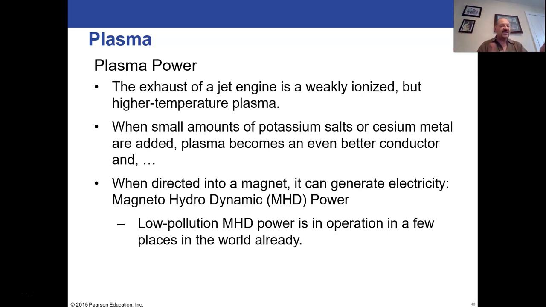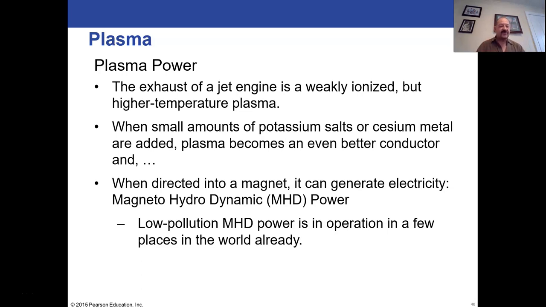And if you direct this into a magnet, magnets can affect the motion of charged particles. And magnets can create electricity by moving the charges, and moving charges can create magnetism by being moved. And we'll talk about that in other units. But these are self-reinforcing. But it turns out if you direct it through a magnetic field in just the right way, you can generate enormous amounts of electrical power.